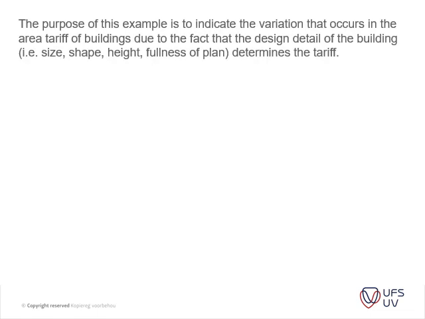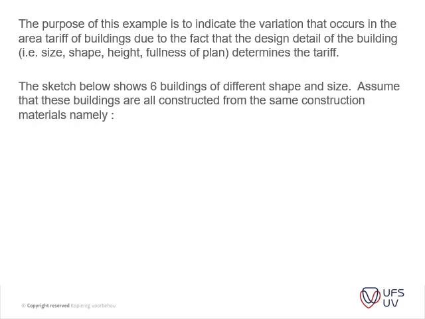As you will see in your examples, I'm just going to read basically the explanatory notes. If you read through the explanatory notes, everything will be quite simple and understandable. The purpose of this example is to indicate the variations that occur in the area tariff of buildings due to the fact that the design detail of buildings, for instance the size, shape, height, fullness of plan, determines the tariff.